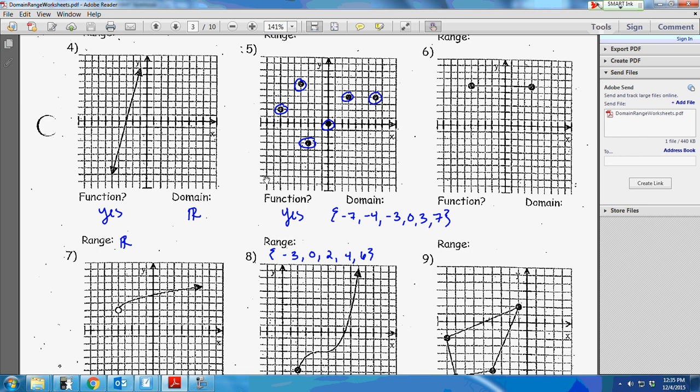On number 6, that is connected. There is a line there. Is that a function? What is the domain? -5 to, I think it's 4. I know it's hard to see. What about the range? Right, all the y values are going to be at 6. Questions about those three?